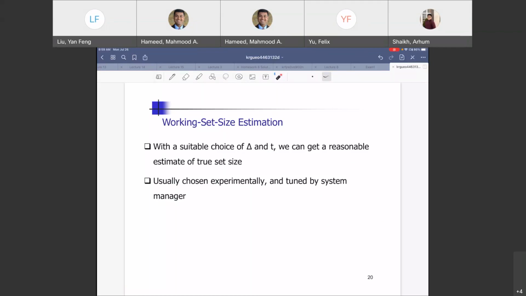Questions about this working set size estimation? We are just trying to come up with a number. What is that? Frames allocated for a particular program. And with the working set size or working set model, we are looking at the principle of locality to come up with that particular number.